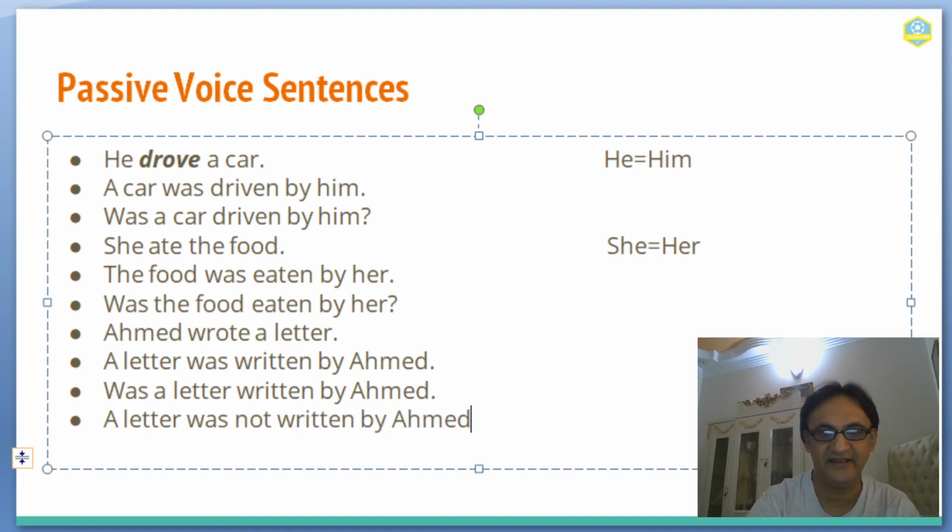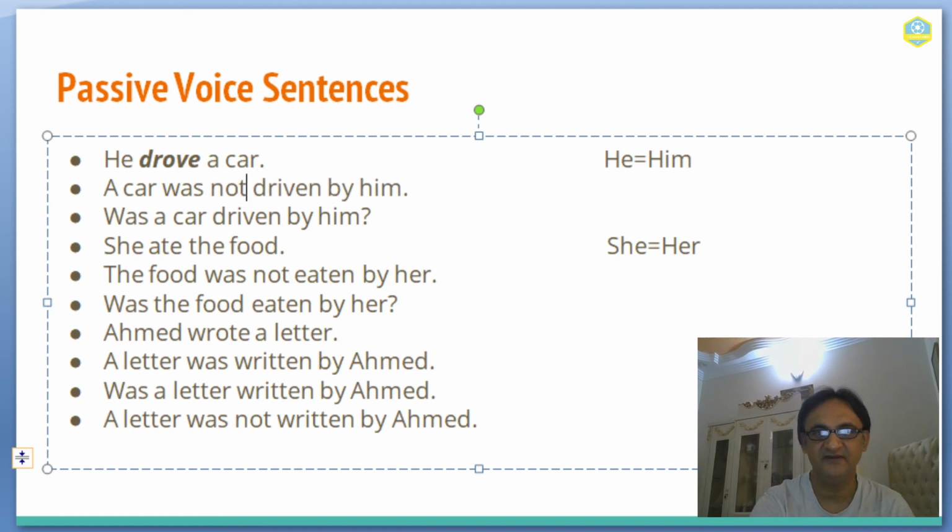If you want to make that negative now. So here, the food was not eaten by her. A letter was not written. Was a car driven? A car was not driven. See how it has been changed into simple, then active, then negative, then interrogative. So this is the structure and examples of the passive voice and active voice.